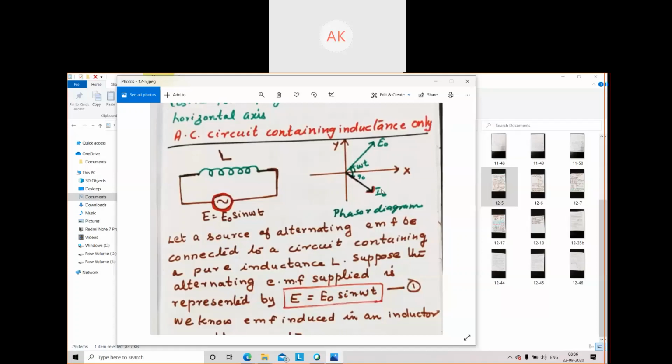What is the equation for I0? I0 equals E0 by XL. What is XL? I'll ask Nandana, what is XL? I told you I0 equal to E0 by XL. What is XL, Nandana? Sneha, what is XL? Nandana, tell, what is XL? I told you, no. XL suffix.